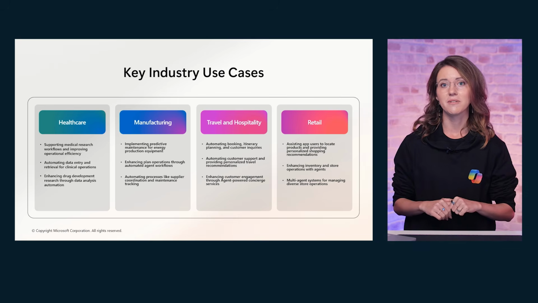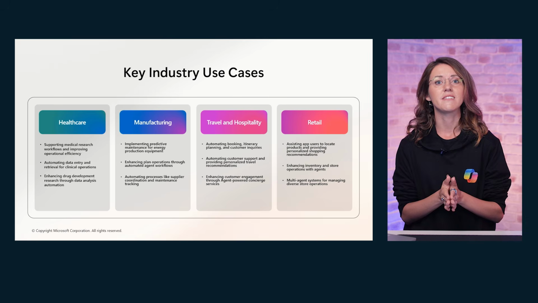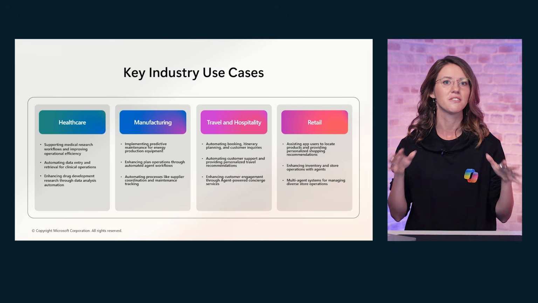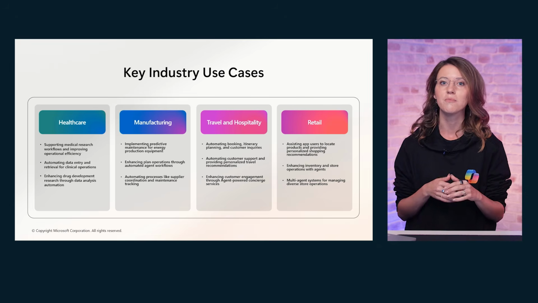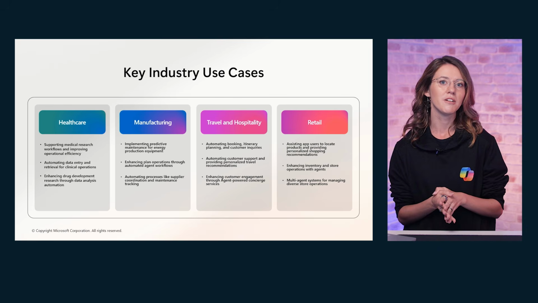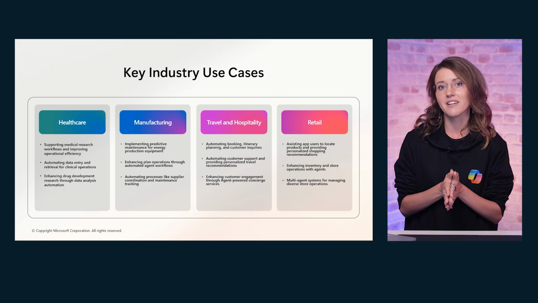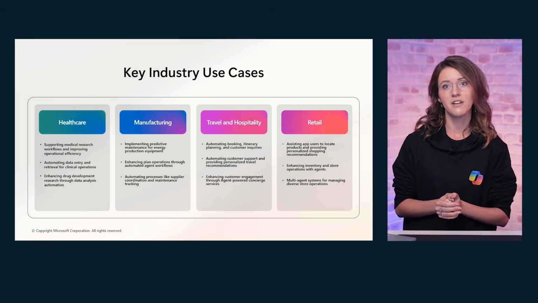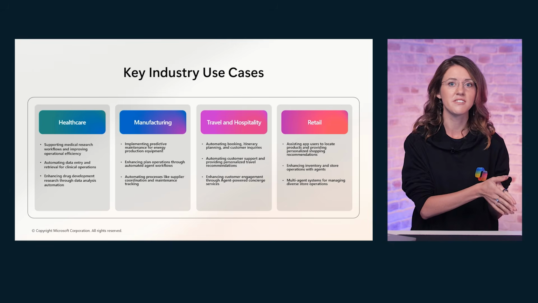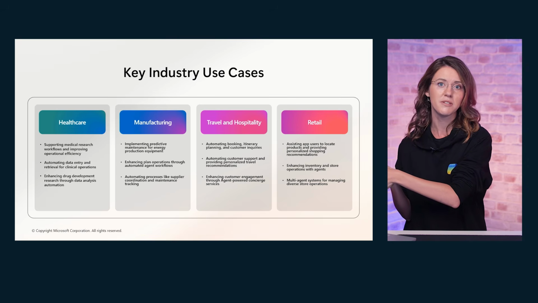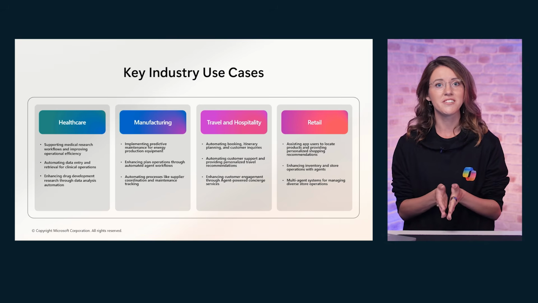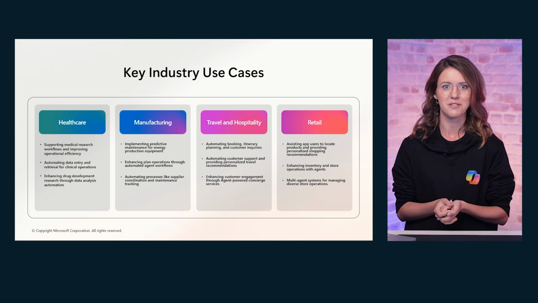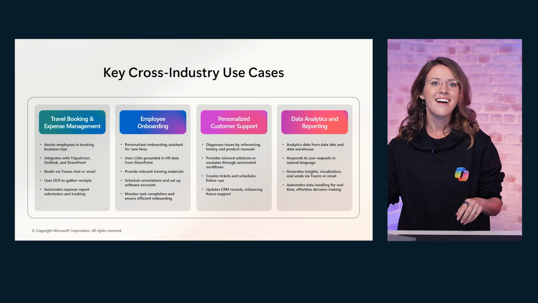In the travel and hospitality sector, automation in booking and customer support significantly improves the overall travel experience, making it smoother and more enjoyable for customers. And in retail, AI agents are revolutionizing customer engagement, from personalized shopping recommendations to efficient inventory management through multi-agent systems. They're creating a more tailored and seamless shopping experience.